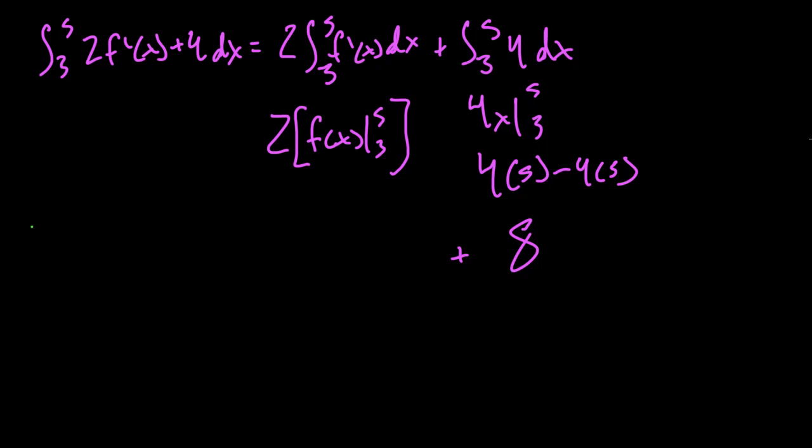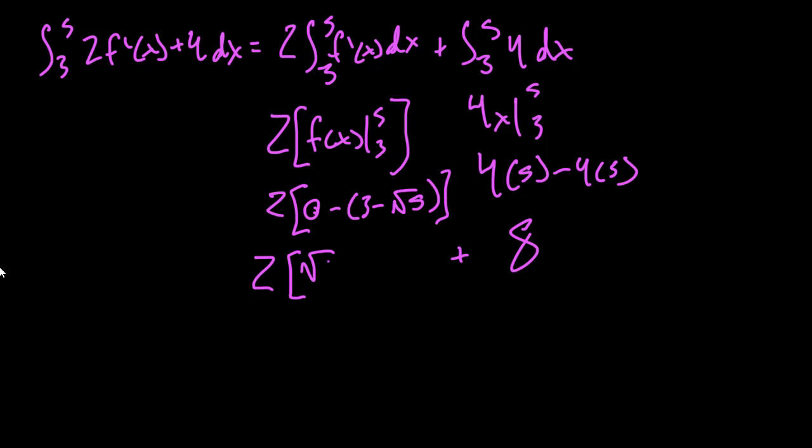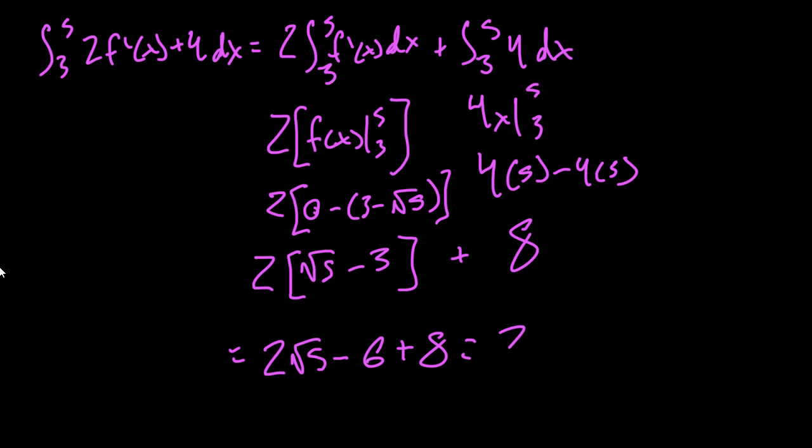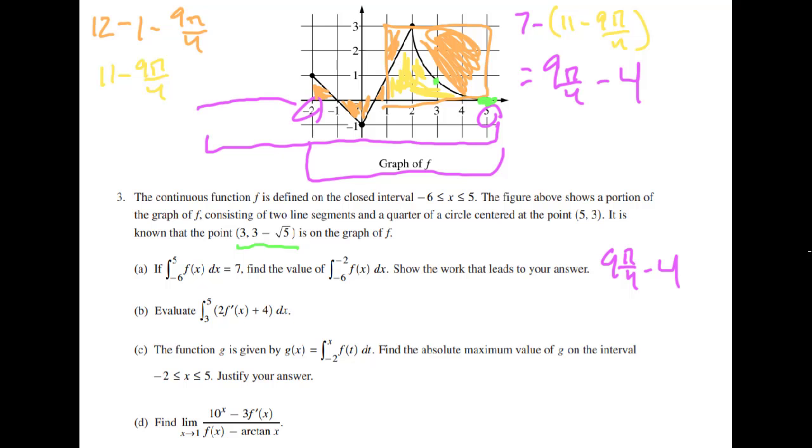So let's go back to our purple. We have 2 times f of 5 is going to be equal to 0. And then we're going to subtract 3 minus the square root of 5 because that was our f of 3. So this becomes 2 times the square root of 5 minus 3. Then we distribute our 2, so we get 2 times the square root of 5 minus 6 plus 8. And our final answer is 2 plus 2 times the square root of 5. Wow. Look at how we did that seemingly difficult question. 2 minus 2 times the square root of 5 is our answer.